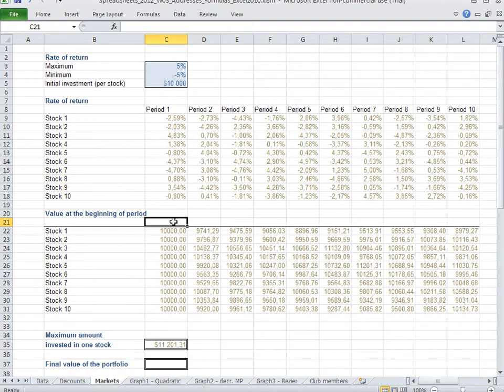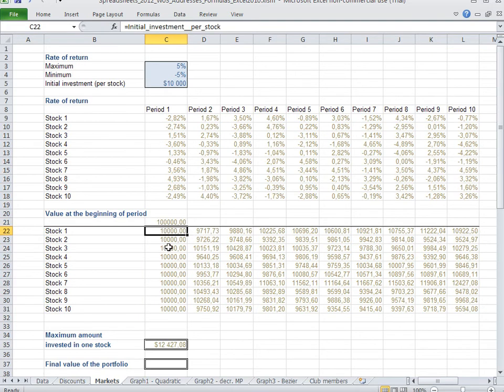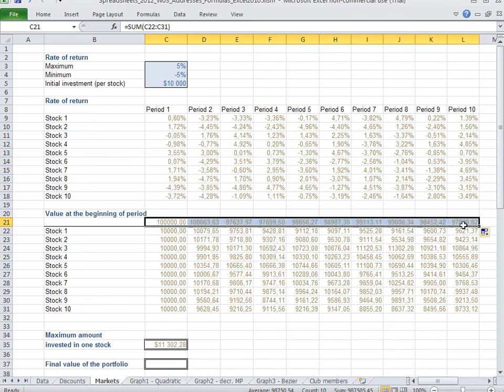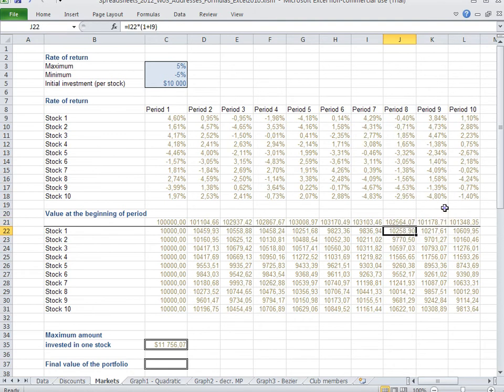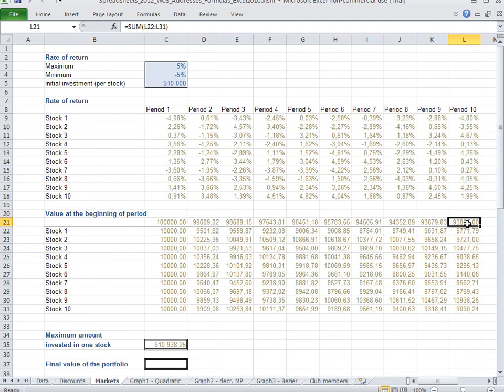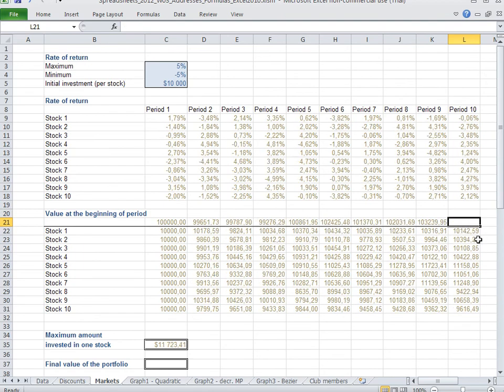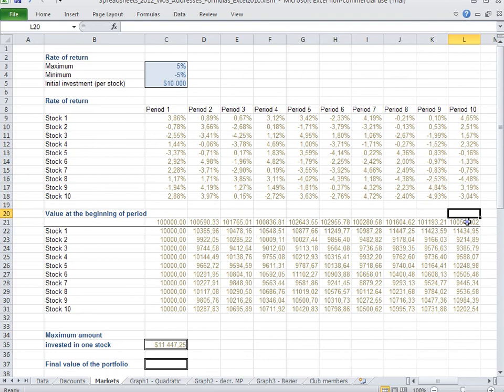Let's write sum again, and let's sum together all the stocks for the first period. Every stock was a $10,000 investment, so we get a $100,000 stock portfolio in the beginning. We copy it. It will analyze all the periods. And for instance, right now in the end we are losing money. Right now we are winning money. Now we are at a loss. Now we have a loss, and now we are on the plus side, narrowly but still.